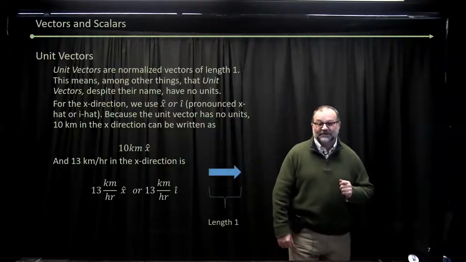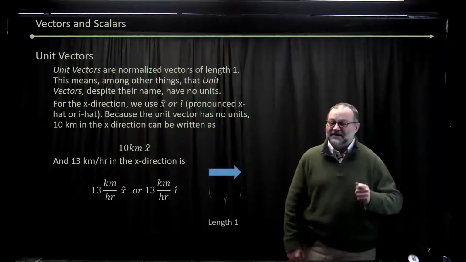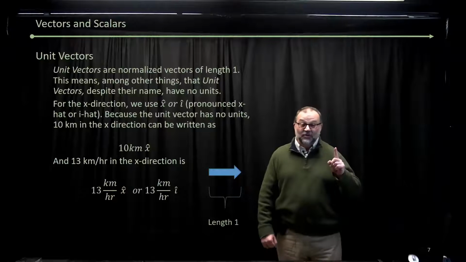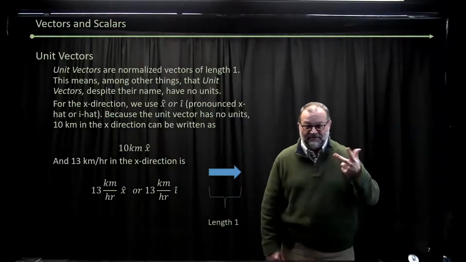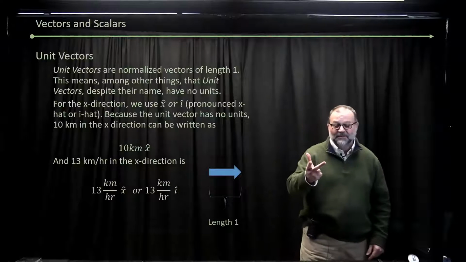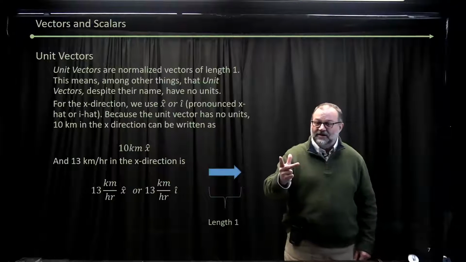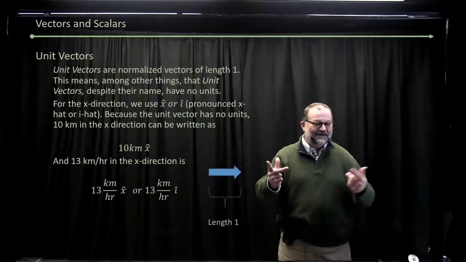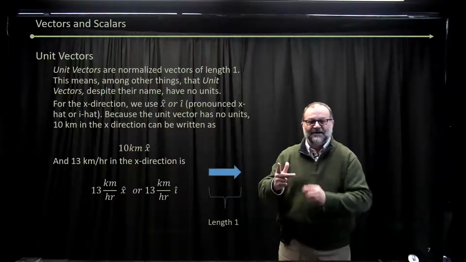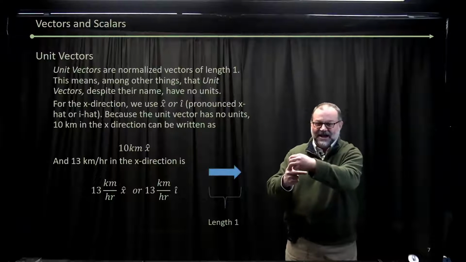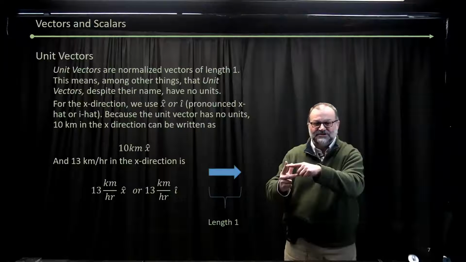Unit vectors are something we're going to use a lot. A unit vector is simply a vector with length 1. That's why it's called a unit vector. We're going to have 3 unit vectors that we use all the time for our x, y, z coordinate system. In some books, it's x hat, y hat, z hat. In our book, it's i hat, j hat, k hat. These are our 3 unit vectors, i hat, j hat, k hat.